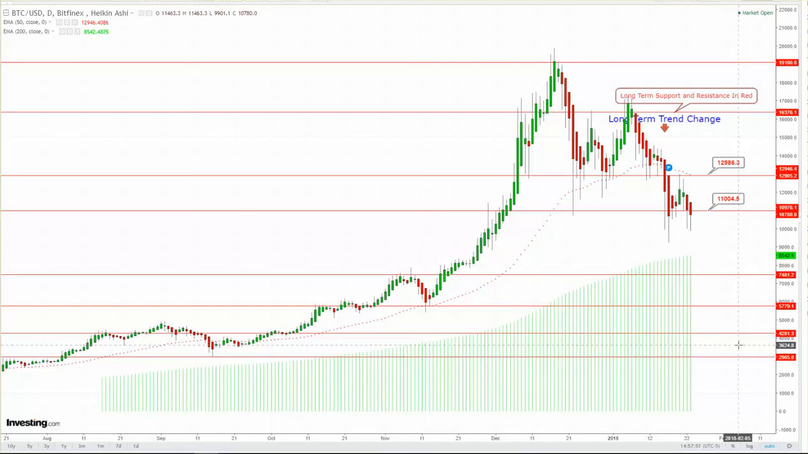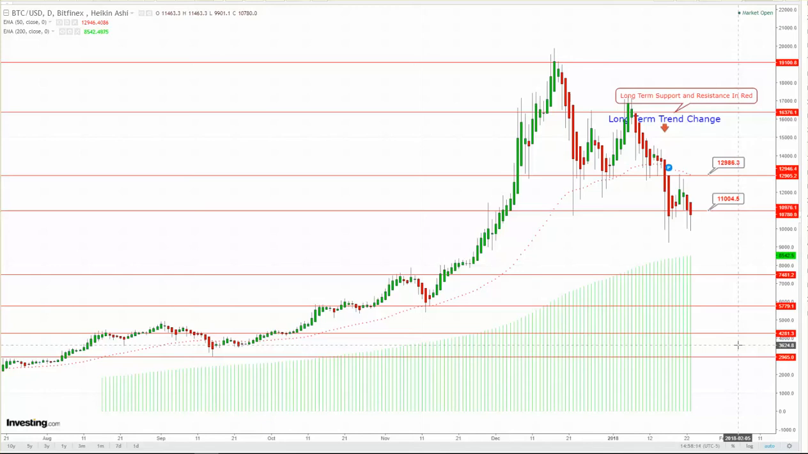My name is Peter, and today I'm going to be analyzing Bitcoin in three different time frames: long-term, medium-term, and short-term. One of the things that you might notice differently about my charts is that I use a different type of candle, and it's called Heikin-Ashi.